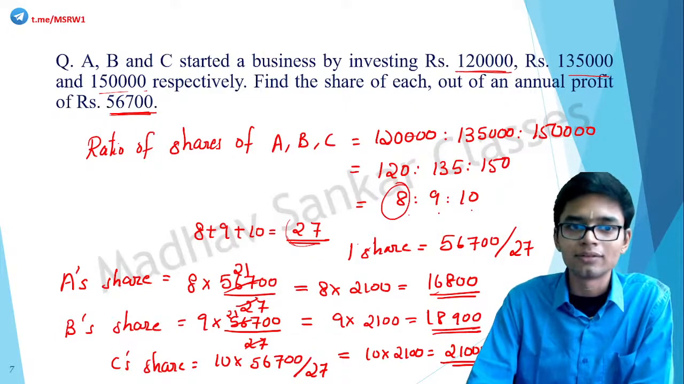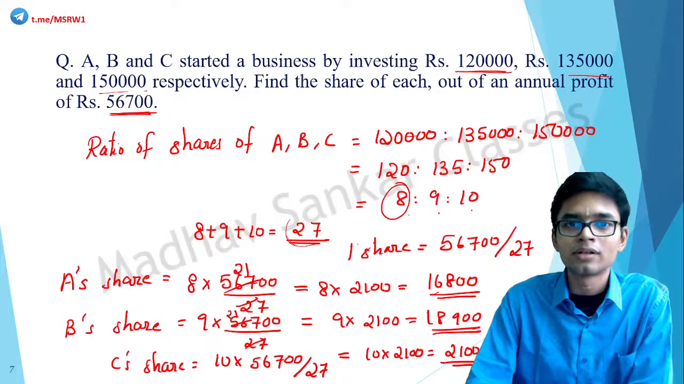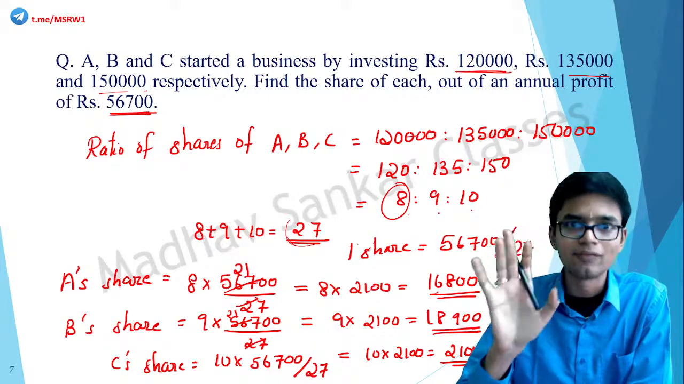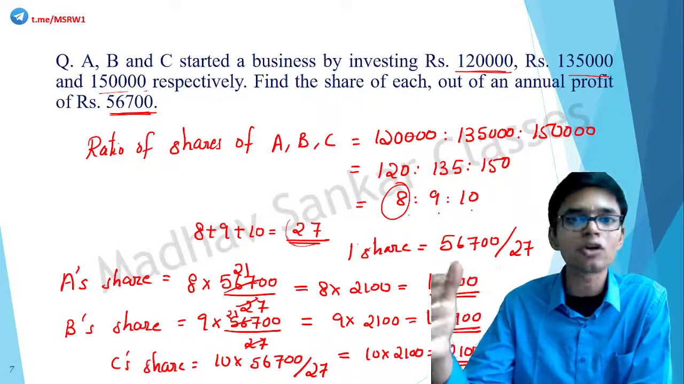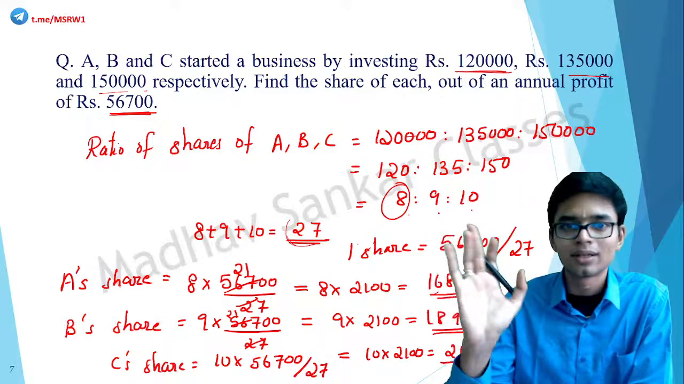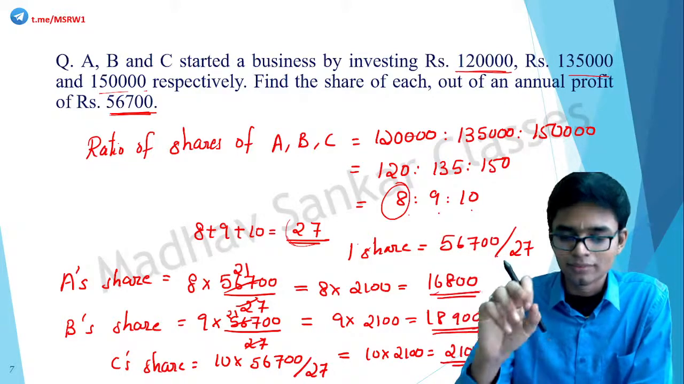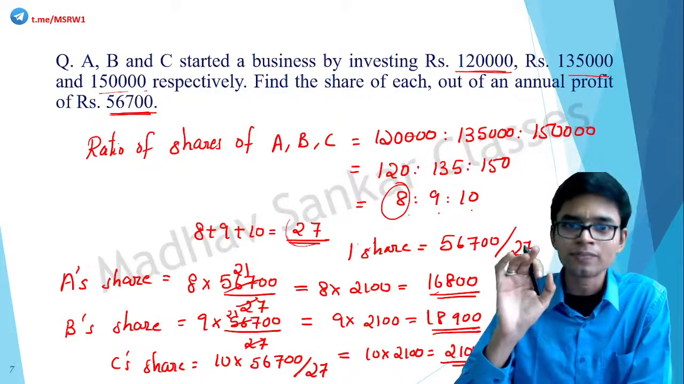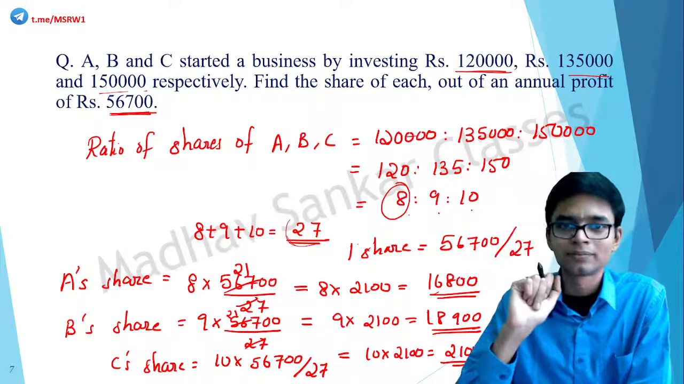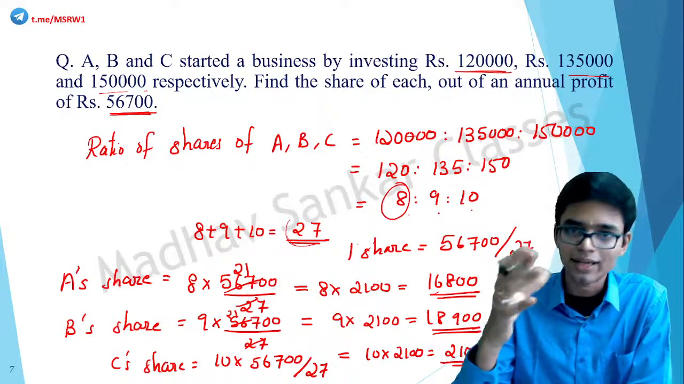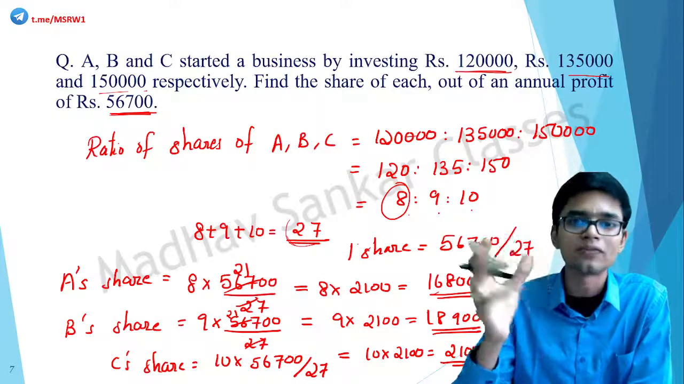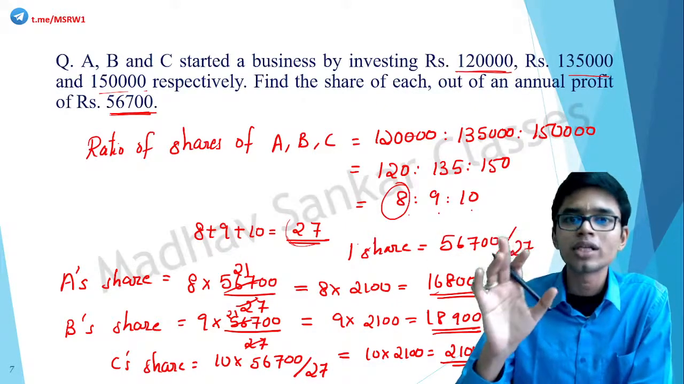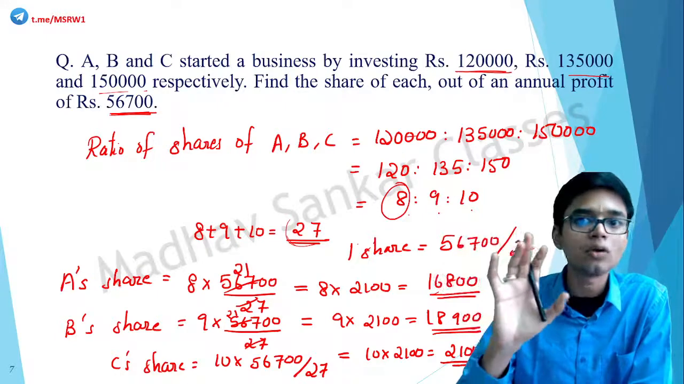Got it? Did you understand how to do the questions on partnerships? How much has been invested? So the person who invested the most will get the most amount of profit or loss, whatever. Correct? But the problem is, in this question, the time is not given. Everybody invested this amount of rupees for the same period. So the time is not different. So the profit depends only on the investment.